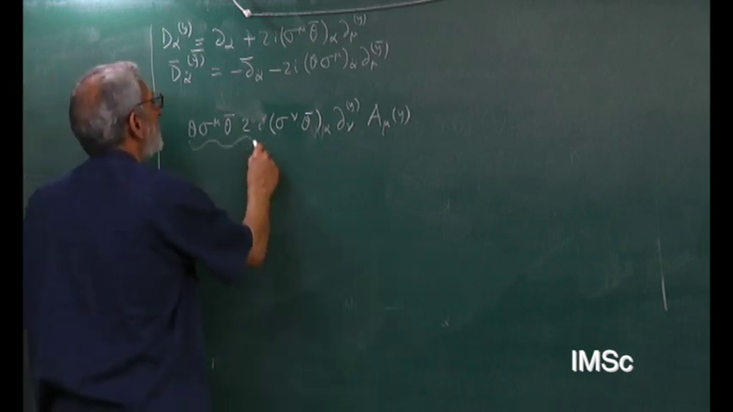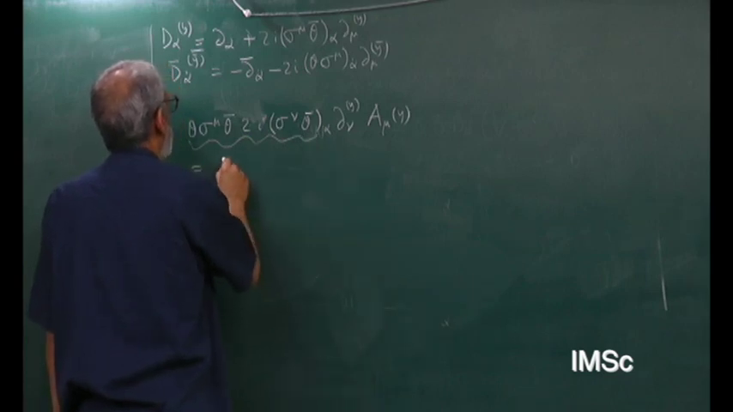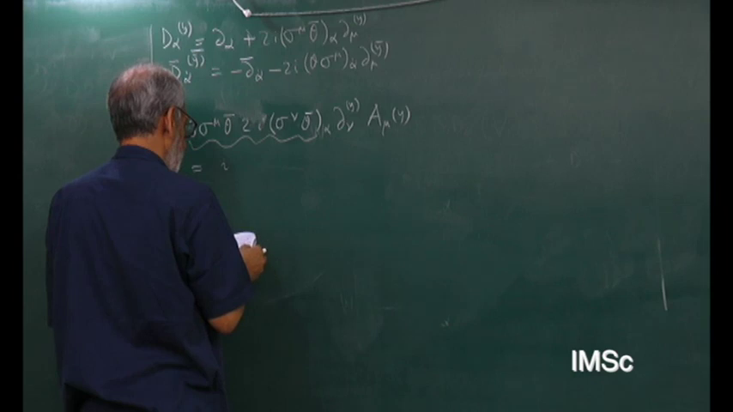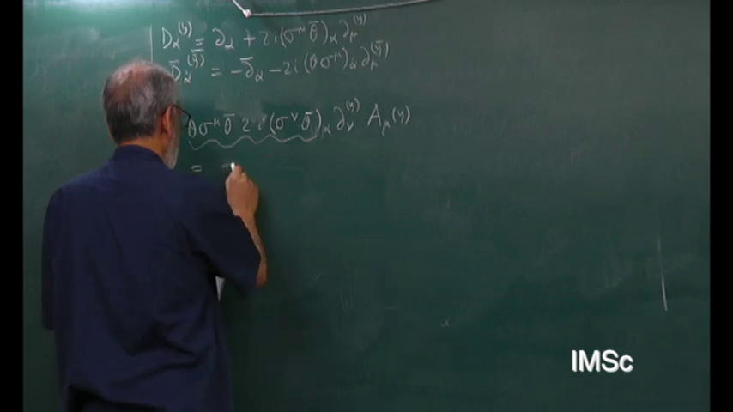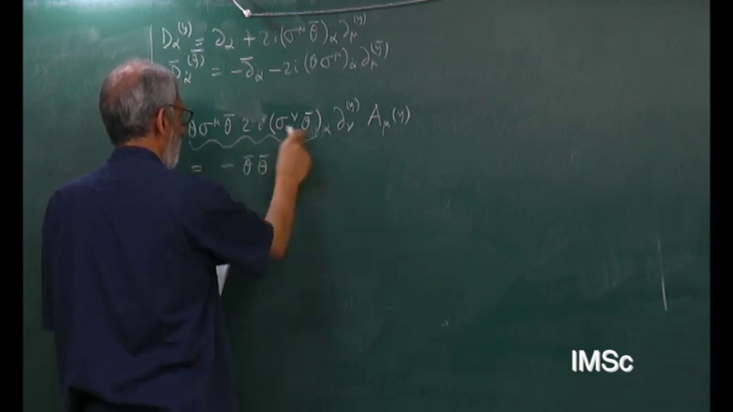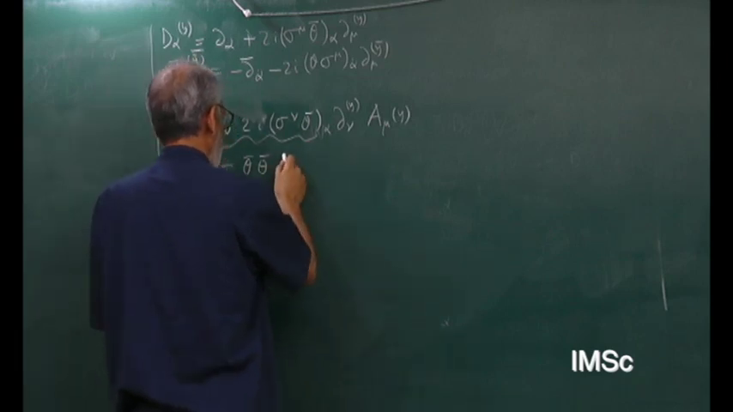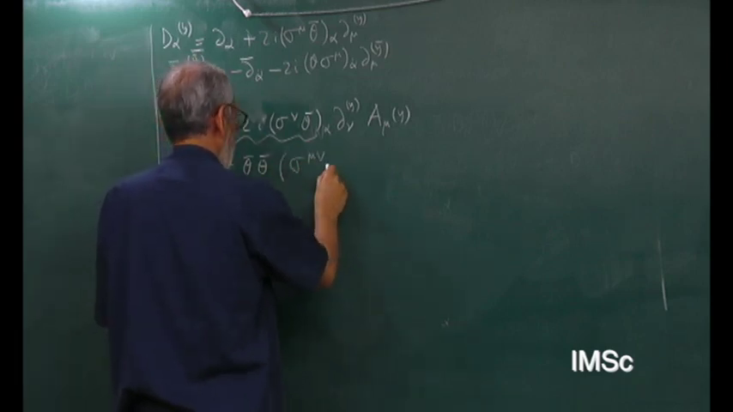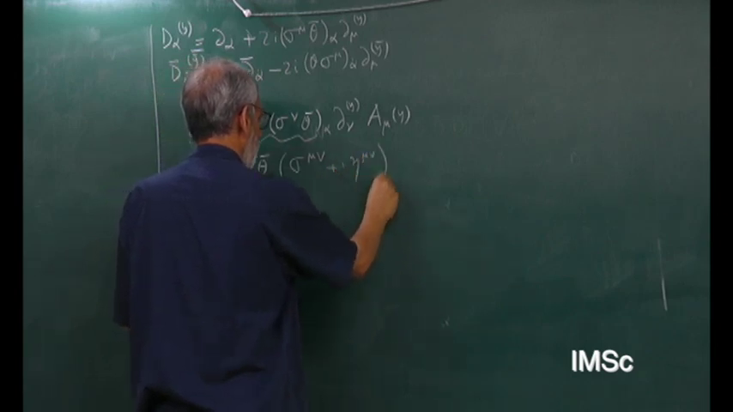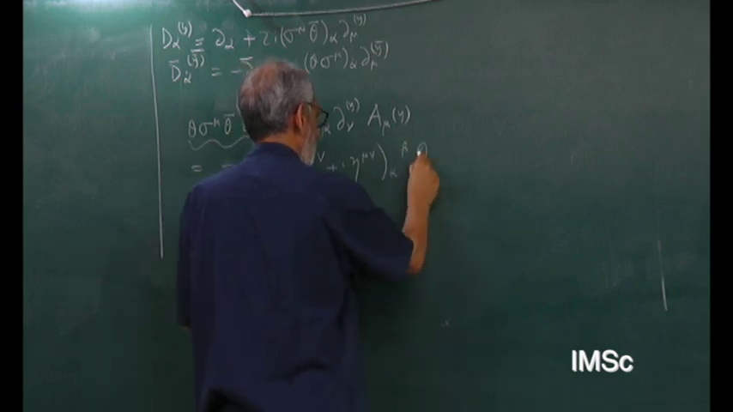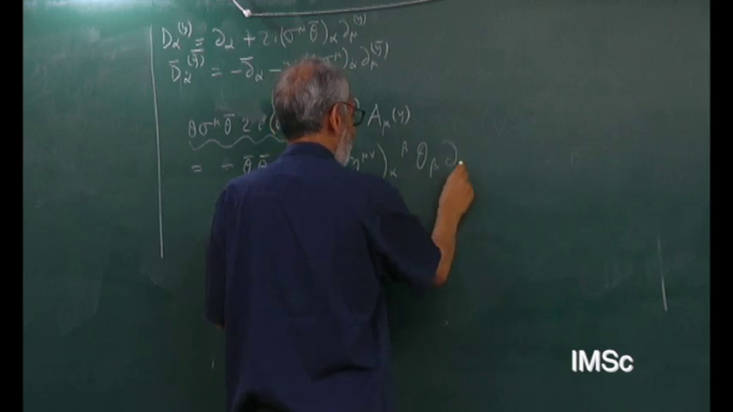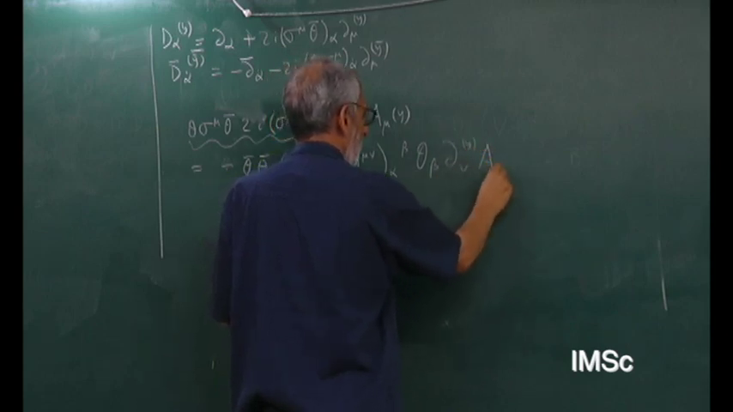Reorganize this and convince yourself that it is i times, but i's will also go away. And this it's simply minus theta bar, there are two theta bars, times sigma mu nu plus i eta mu nu alpha beta theta beta d nu y A mu y.